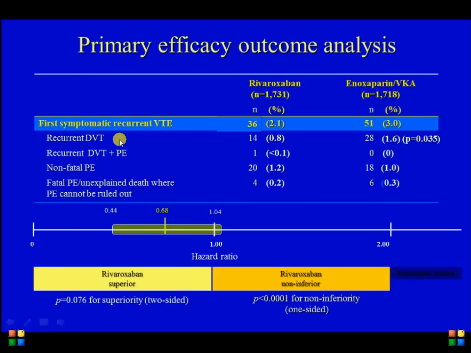But if you look at recurrent DVT, this is venous thromboembolism. If you look at the recurrent DVT, this is 0.8 versus 1.6, and this is statistically significant. This is not in the paper, this is my statistic, I did it. And as far as the other events, there is no difference. And if you look at the hazard ratio overall for venous thromboembolism, it's not significant, but this trend is driven by this significant statistic of the recurrent DVT that was half the rate in the rivaroxaban. So rivaroxaban is of promise.